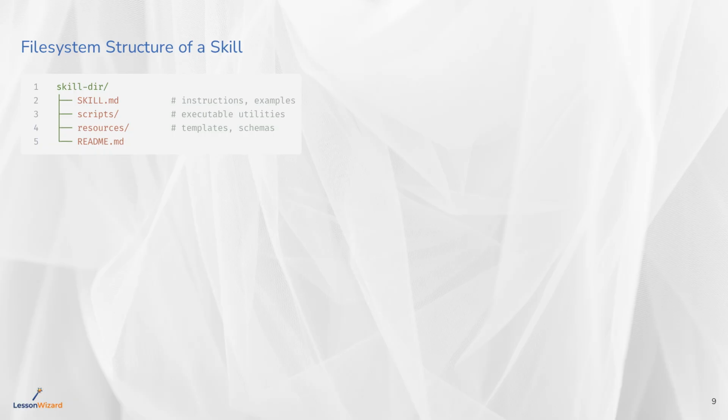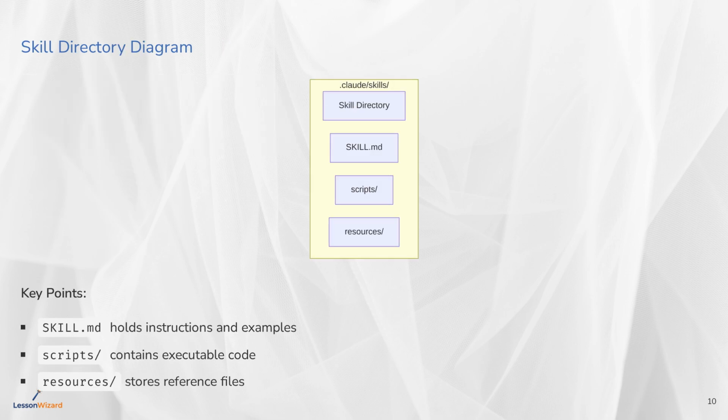The core file is SKILL.md, which holds the human-readable guide. Supporting scripts and resources sit alongside, ready to be invoked without entering the prompt. This diagram visualizes the layout. When Claude triggers a skill, it reads SKILL.md first. Any referenced script or resource is fetched later, keeping the initial token load minimal.